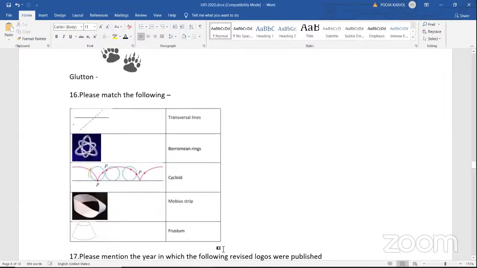Please match the following. Can you guys get some of them at least? If not all. Frustum is the last one. Yes, frustum is the last one. First one is the transversal line. First one is the transversal line, correct. Mobius strip is the same one. Everything is matched. Yes, everything is in the same line actually. Because Borromean rings, so rings are in second position only, if we were to guess. Okay. Correct. All of them are already matched.